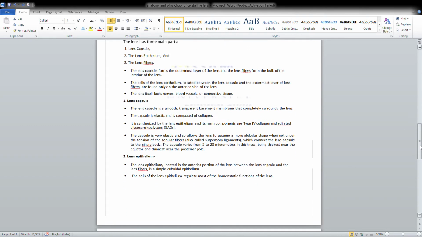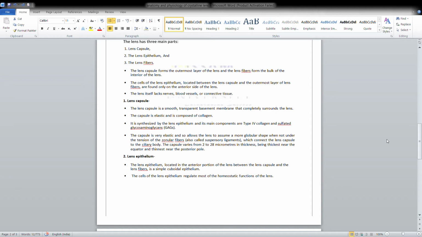Now let me tell you something about the lens parts. So first is the lens capsule. The lens capsule is a smooth, transparent basement membrane that completely surrounds the lens. The capsule is elastic and is composed of collagen.